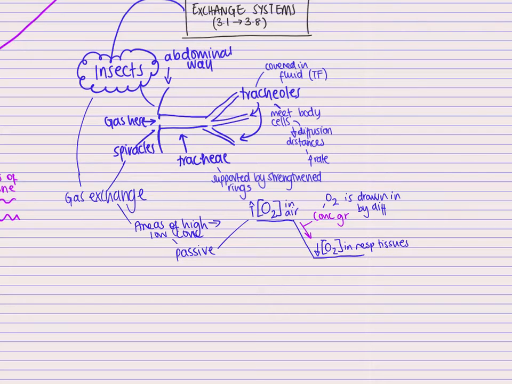The same but opposite happens for carbon dioxide. So carbon dioxide is highest, so highest concentration of CO2 in the respiring tissues, because obviously that's going to come from respiration, which our respiring tissues are unsurprisingly doing.